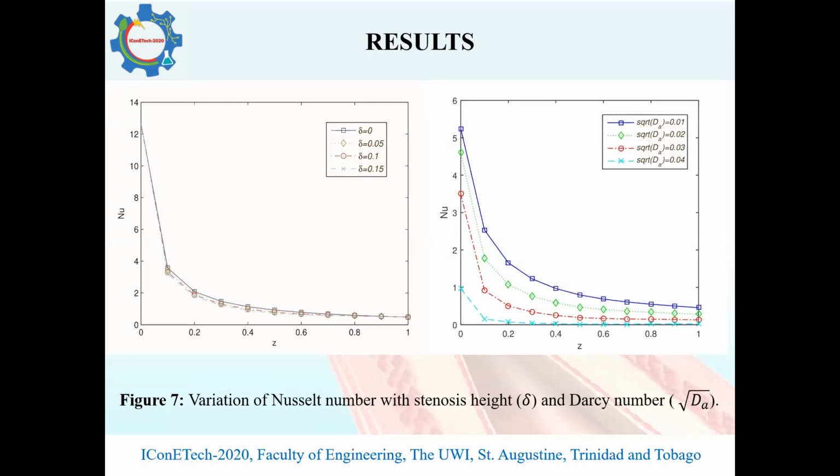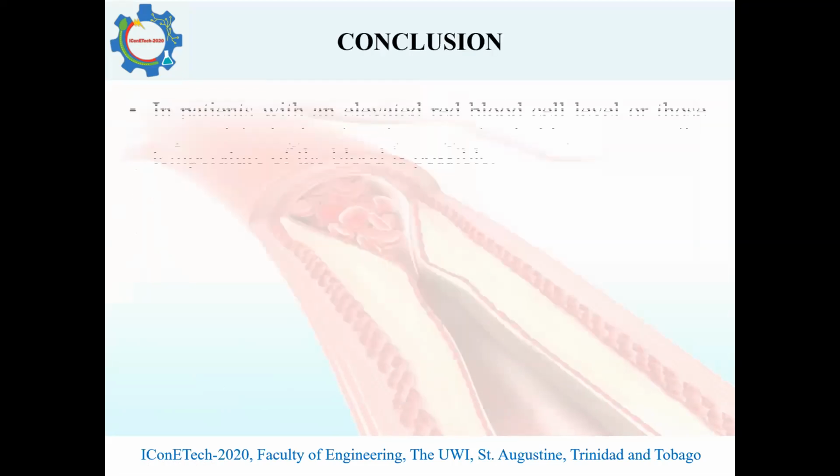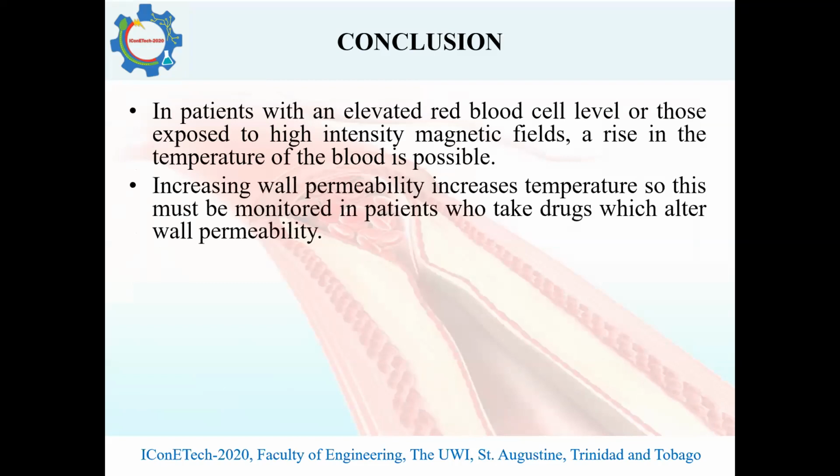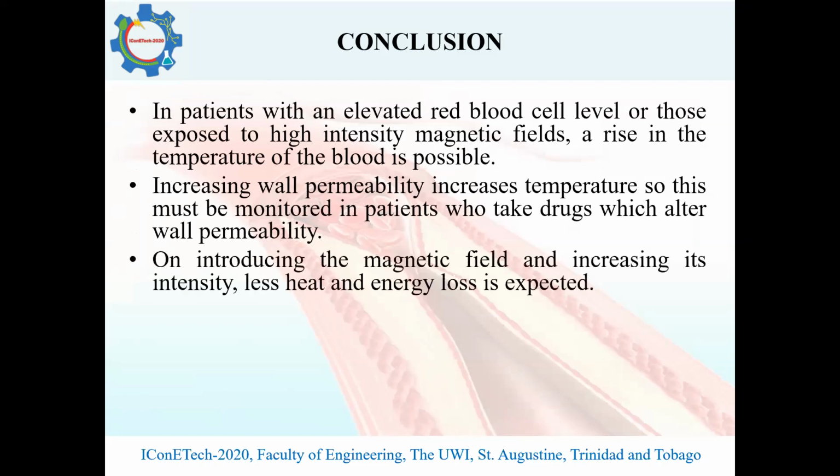So in these scenarios, what we noticed, yes, is that in patients with elevated red blood cells or those exposed to the high intensity, we had a rise in the temperature, and increasing wall permeability increased the temperature. So this should be monitored in patients who take drugs to affect wall permeability.